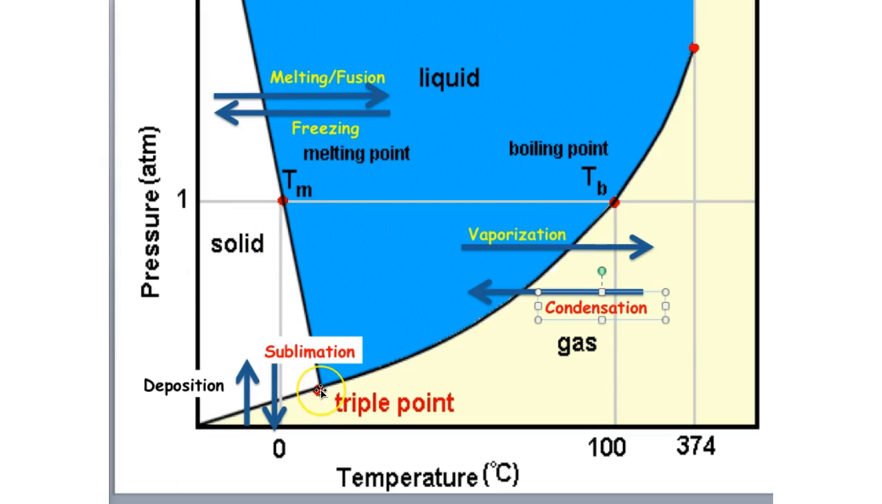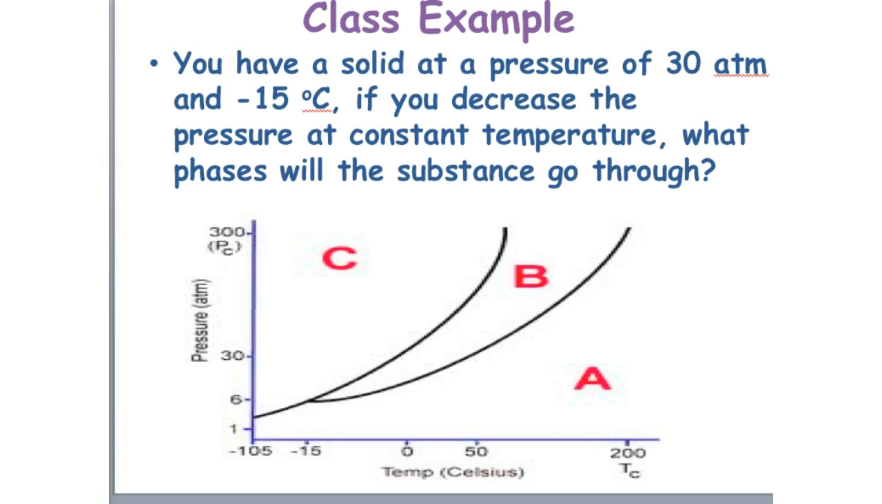Know that the triple point is where all three phases coexist, and the critical point is where the gas and liquid coexist. So make sure you understand how to read that. Here's a class example. So let's see if you guys could do this on your own without even listening to the podcast yet. So go ahead and press pause. Okay, now that you tried, here's the class example.